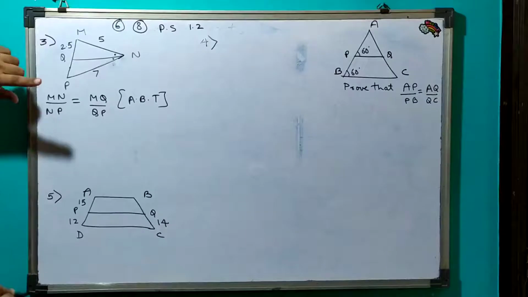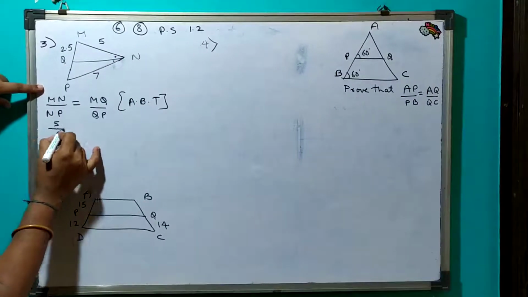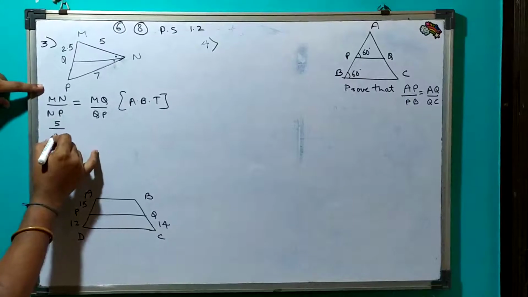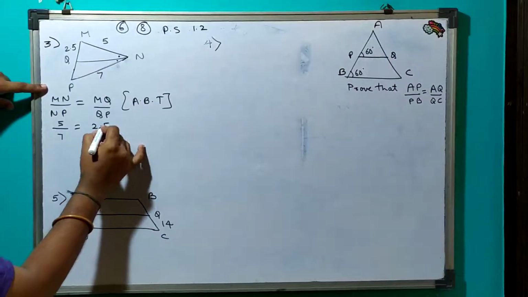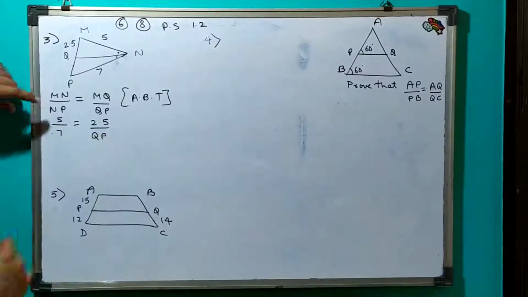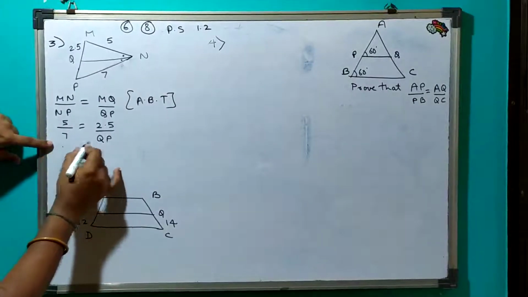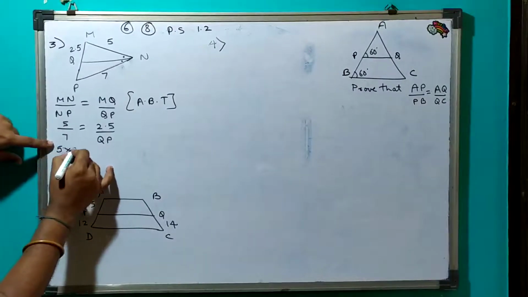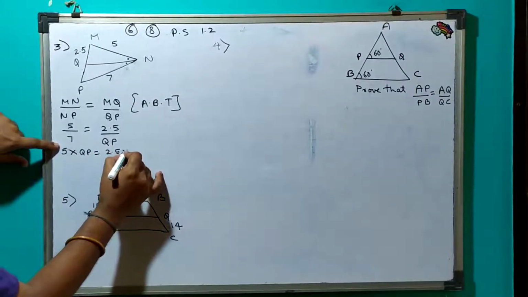Now the various values have been given in the sum. You can see MN is 5, NP is 7, MQ is 2.5 and QP is not given. So write QP over here. You can cross multiply and get the answer. I can write over here 5 into QP is equal to 2.5 into 7.